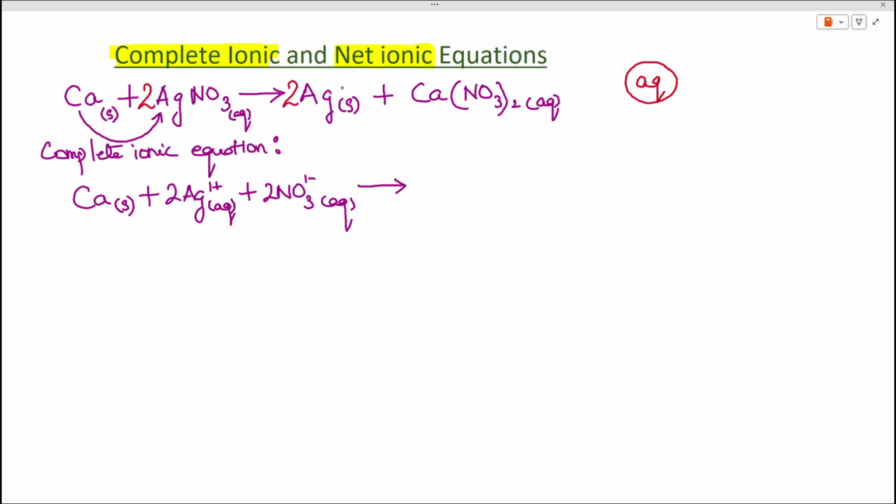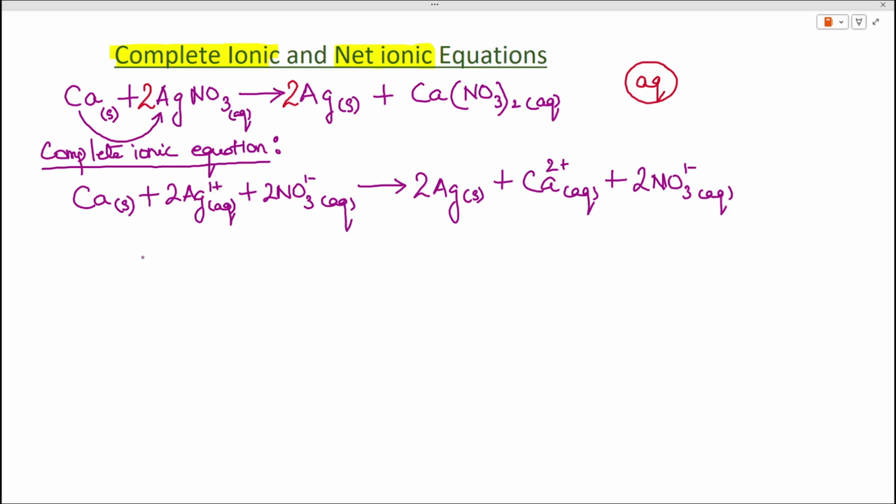Silver is in solid state, so we won't break it down. We'll just write it down silver as solid, and then plus because calcium nitrate is aqueous, let us break it down again. So we have Ca with a 2 positive, which is aqueous, plus nitrate ions, so 2NO3 with a 1 negative, again aqueous. So this is our complete ionic equation.